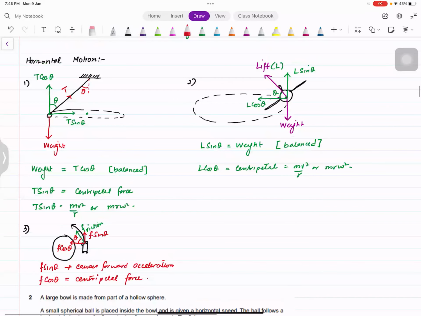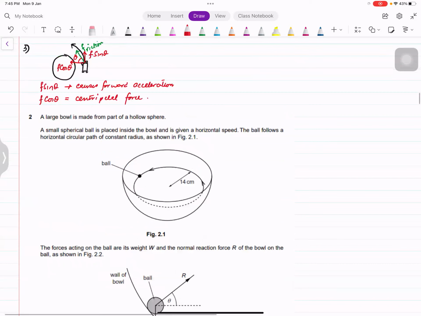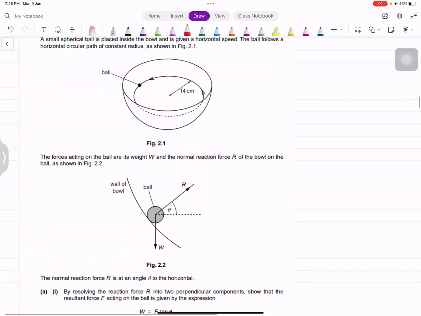Now, one of the questions that came here, we're going to discuss this. It says that a large bowl is made up of part of a hollow sphere, and a small spherical ball is placed inside the bowl, and given the horizontal speed, the ball follows a horizontal circular path of constant radius. All right, so the radius is given.